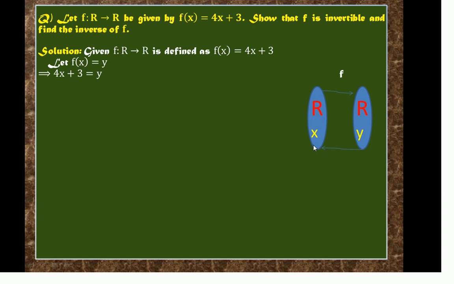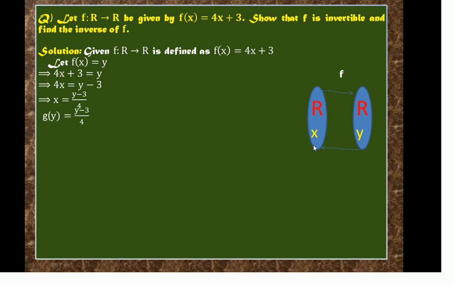So first of all, we should make x the subject. You know that y is equal to 4x plus 3 means that when you make x the subject, you get y minus 3 by 4. So x is nothing but g of y. So it's a function of y.